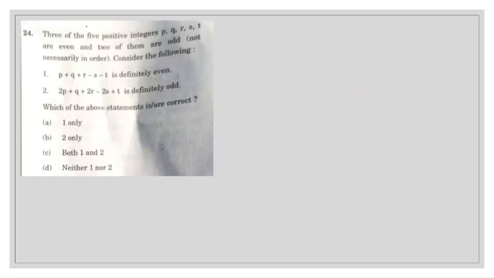Moving on to the question, 3 of the 5 positive integers are even. So basically these are 5 positive integers, out of which 3 are even. So we have here 5, that is P, Q, R, S and T. And out of these any 3 are even. So 3 we have as even and 2 we have as odd.